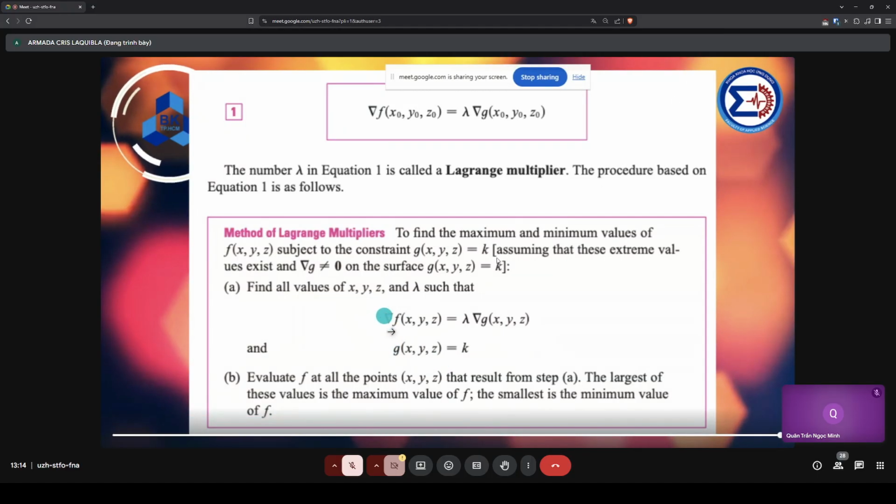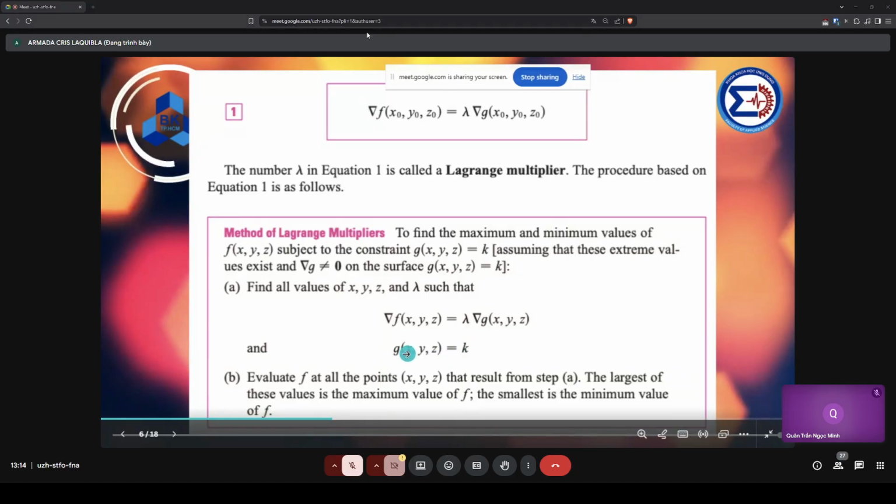Here, for your del f, as you know, this is your fx, and here is also gx. If this is fy, this is gy on the other side. If this is fz, this is gz here. I am referring to the partial derivatives with respect to x, y, and z there. Next, we have this constraint: your g of x, y, z is equal to k. Now next, letter B.